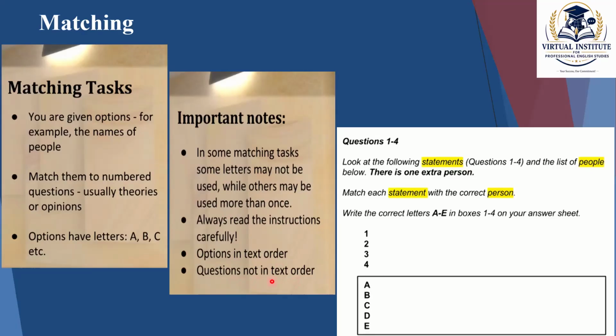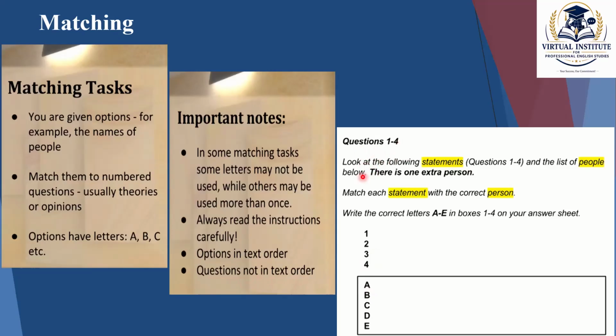Questions not in text order. The questions which are there are not in the order of the text. Again, you might find the information for one question in paragraph C, and then you might get the information related to question number 2 in paragraph A, etc., right? So here is an example.